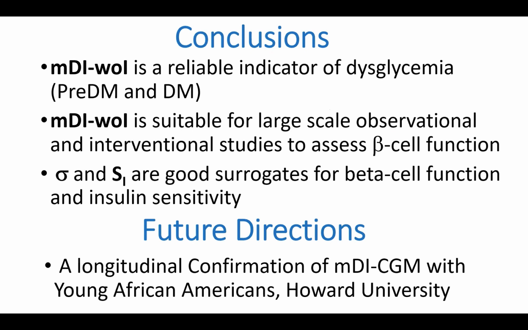This is the conclusion. MDI is a really reliable indicator of dysglycemia, both pre-diabetes and diabetes. MDI without insulin is suitable for large-scale observation and intervention studies to assess beta cell function. And sigma SI is a good surrogate for beta cell function and insulin sensitivity. Future direction is a longitudinal confirmation of MDI with CGM data with young African Americans at Howard University.